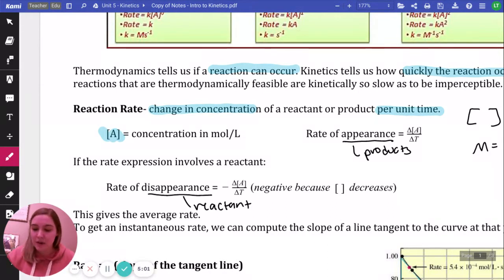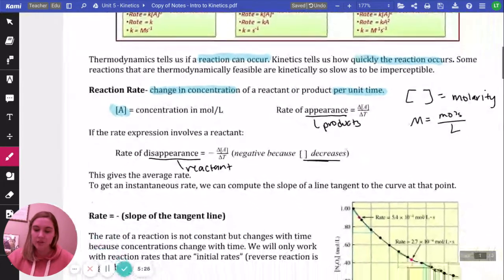So our rate of disappearance should be negative our change in concentration over our change in time. The reason it's negative is because our concentration is decreasing. So since our concentration is decreasing, the negative gives us an overall positive value. But yes, we have that negative there because our concentration should decrease.